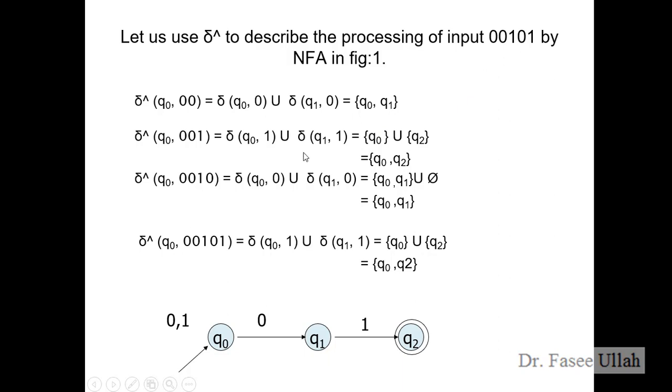Then next we have the 1, right? So we put q naught on 1 and q1 on 1. If we see from here, we will get q naught and q2. So this is how we can implement the NFA with any input processing values, right?